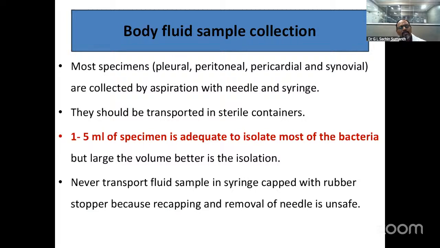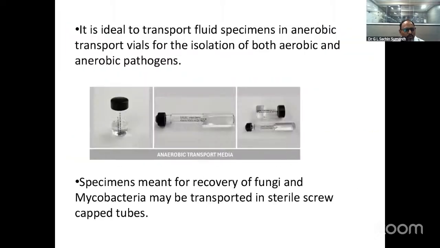Now coming to the body fluid sample collection, we have pleural, peritoneal, pericardial, and synovial fluid, which are collected by aspiration through needle and syringe. They should be transported in sterile containers. 1 to 5 ml of specimen is adequate to isolate most of the bacteria, but the larger the volume, the better the isolation. Never transport the fluid in a syringe capped with a rubber stopper because recapping and removal of the needle will be unsafe. Sometimes we have seen needle stick injuries. So always try to transport in anaerobic transport vials, which can be used for isolating both aerobic and anaerobic pathogens. Specimens meant for recovery of fungi and mycobacteria can be transported in sterile screw cap tubes.